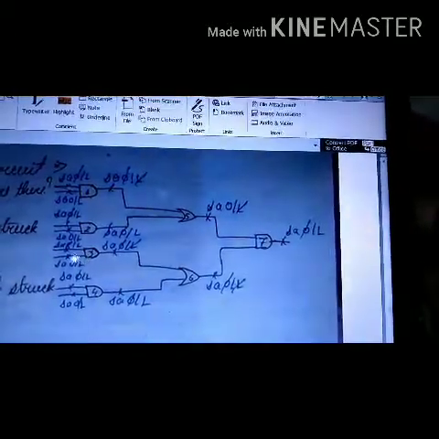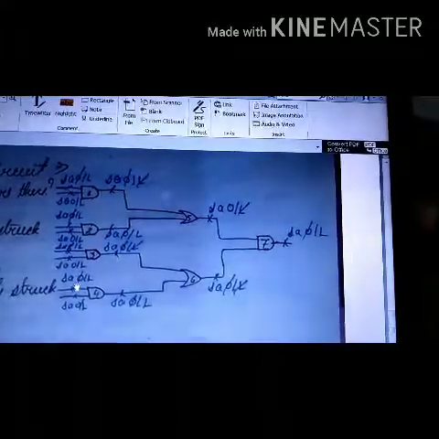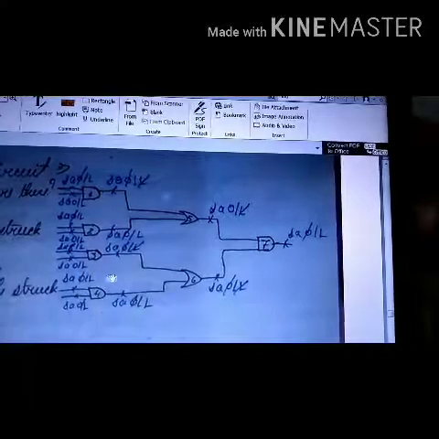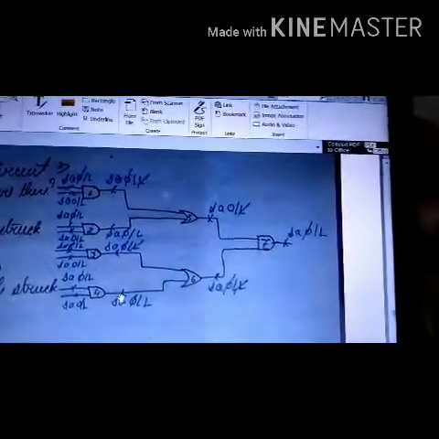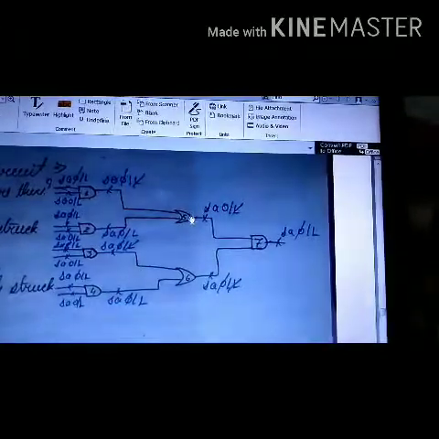Now for this AND gate, stuck at 0 at the input is getting cancelled by stuck at 0 at output, and for this AND gate as well, stuck at 0 at input is getting cancelled by stuck at 0 at output. Okay. Then coming to OR gate.